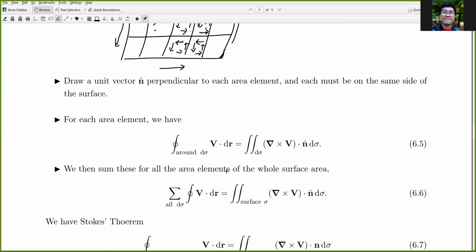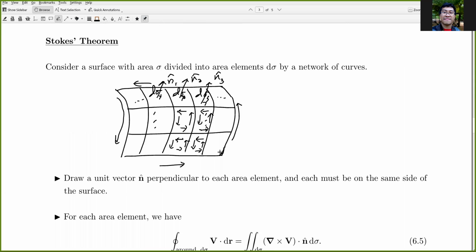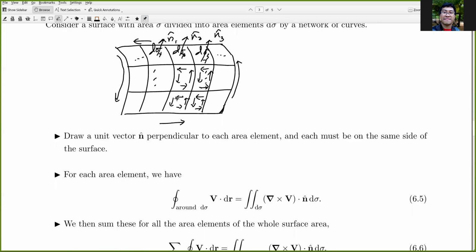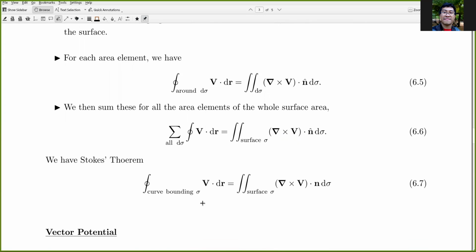So if we sum them all, you have the curve bounding sigma. So the boundary only, we don't include a sum of the interior parts because they just cancel. And here we take surface sigma. And this is Stokes' theorem.